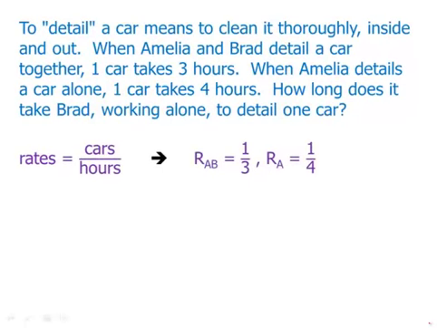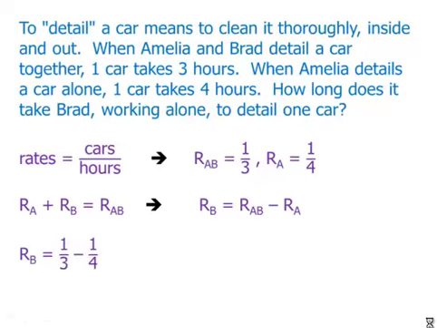So the rate of A and B together is 1 over 3, 1/3. They do one car in 3 hours. And Amelia working alone has a rate of 1 over 4. That's her rate. And so it must be that when we add the two individual rates, they add up to the combined rate. And so that means that Brad's rate alone must be the combined rate minus Amelia's rate alone. And so that's going to be 1/3 minus 1/4.